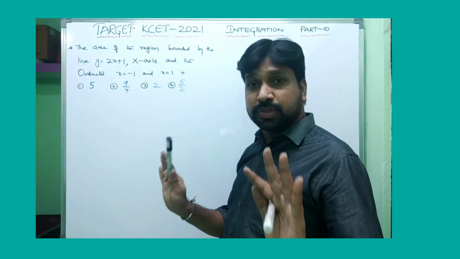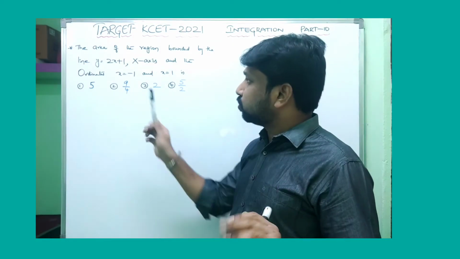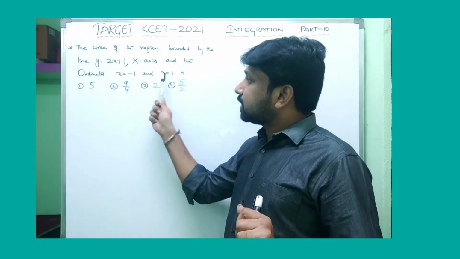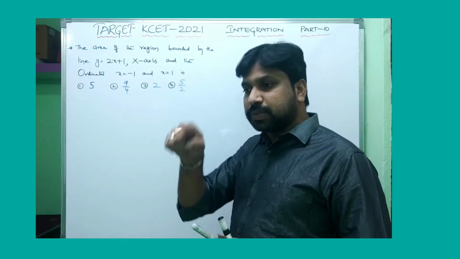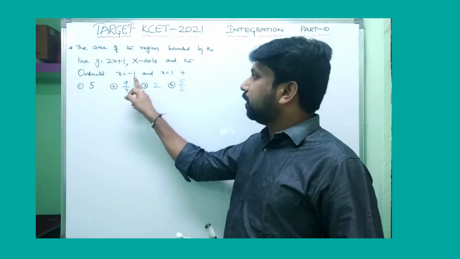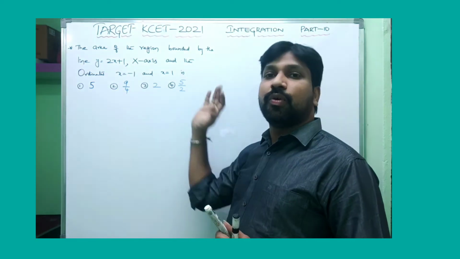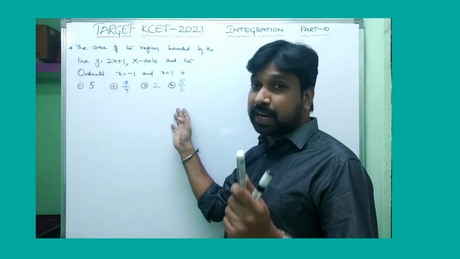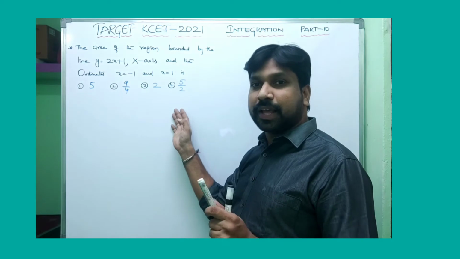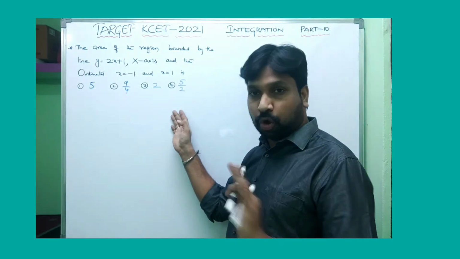Generally, students make mistakes in this kind of question. Why? Because whenever the ordinates are given as x = -1 to 1, students will take the integral from -1 to 1, lower limit -1, upper limit 1, and integrate y dx. Compulsorily one of the options will satisfy, since they create the options like that. That procedure is completely wrong.